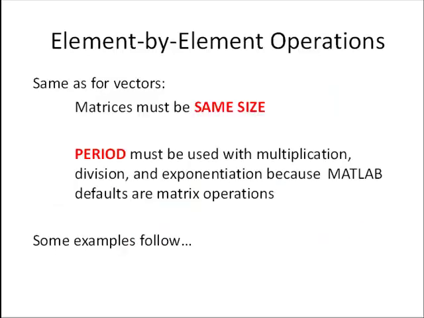So let's talk about element by element operations. Same as for vectors again here. But now the matrices must be the same size, which means same number of rows and columns. So not just the same length like vectors. They must be the same size. Again, this is for element by element operations.